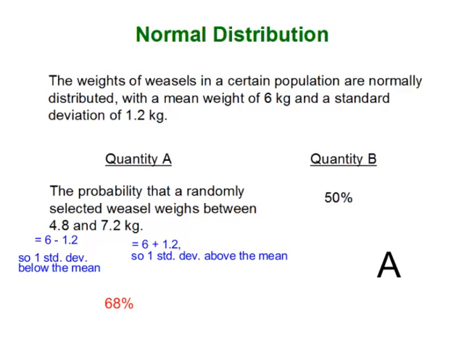And we know from the chart on the previous slide 68% of weasels are in that range, so that's your chance of selecting a weasel with those weights, or within those weights. And the answer is A.